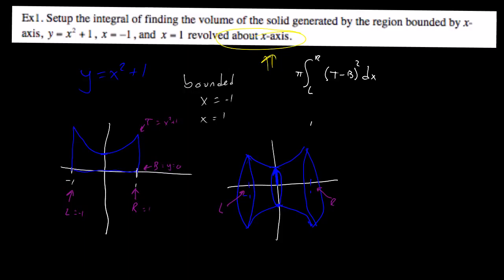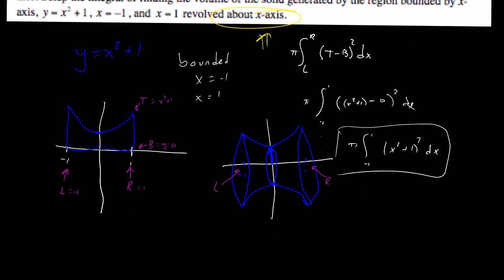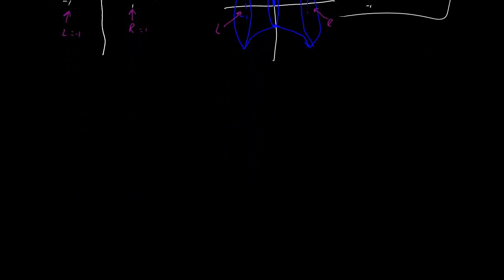So we have the leftmost -1 to 1, left and right. Our top is x squared plus 1, and we're subtracting off our bottom, which is 0. And there you have it. I mean, you could simplify it to pi times the integral from -1 to 1 of (x squared plus 1) squared dx if you wanted to, but that is your answer. So now that was the vertical method.